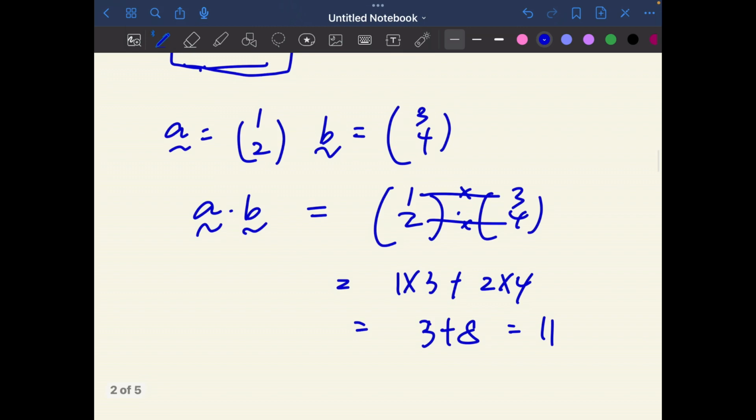Okay, so how it works is that you multiply horizontally as the product, then you add it.